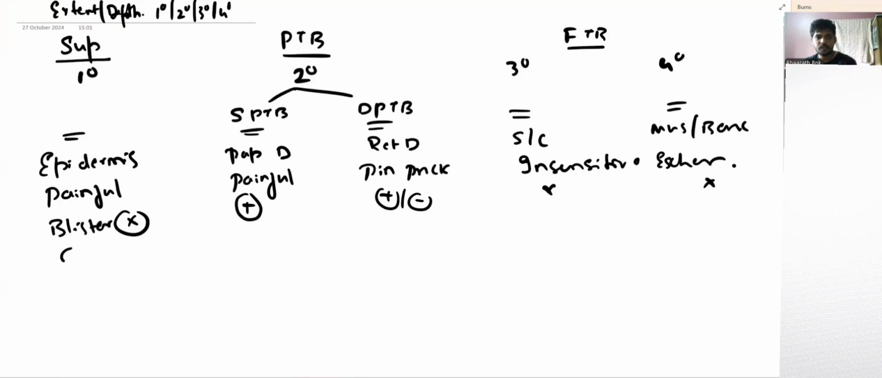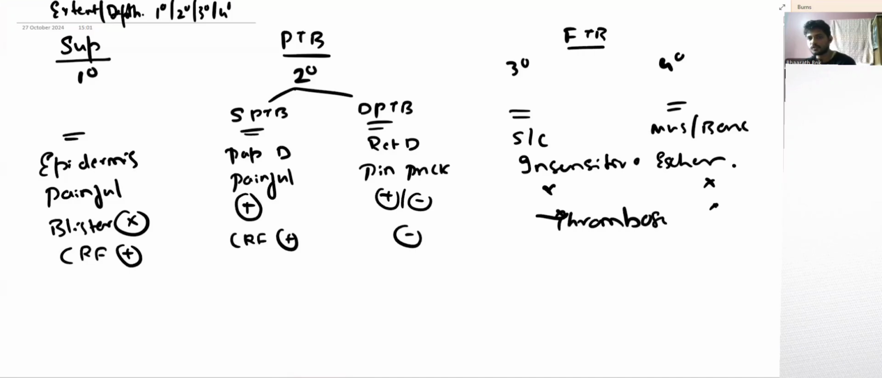Here the capillary refill is present. Here also the capillary refill is present. But here it is absent, and here there is no question of capillary refill because the vessels are all thrombosed. There are thrombosed vessels with insensitive eschar, which gives the appearance of a charred, parchment-like skin.